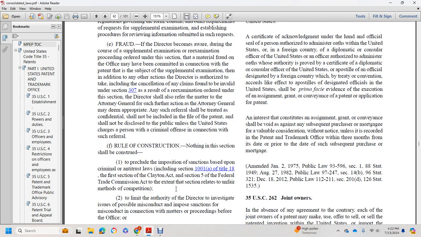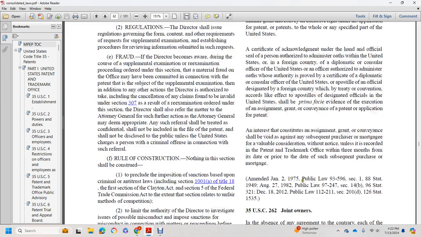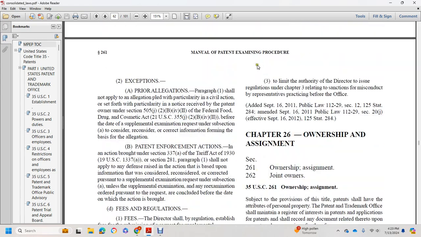Rules of construction. Nothing in this section shall be construed to preempt or impose any limitation on the criminal and antitrust laws, including Section 12(a) of Title 18, the first section of the Clayton Act, and Section 5 of the Federal Trade Commission Act, to the extent that it relates to unfair methods of competition; 2. to limit the authority of the Director to investigate issues of possible misconduct and impose sanctions for misconduct in connection with matters or proceedings before the Office; or 3. to limit the authority of the Director to issue regulations under Chapter 3 relating to sanctions for misconduct by representatives practicing before the Office. Alright, ownership and assignment, Chapter 26.